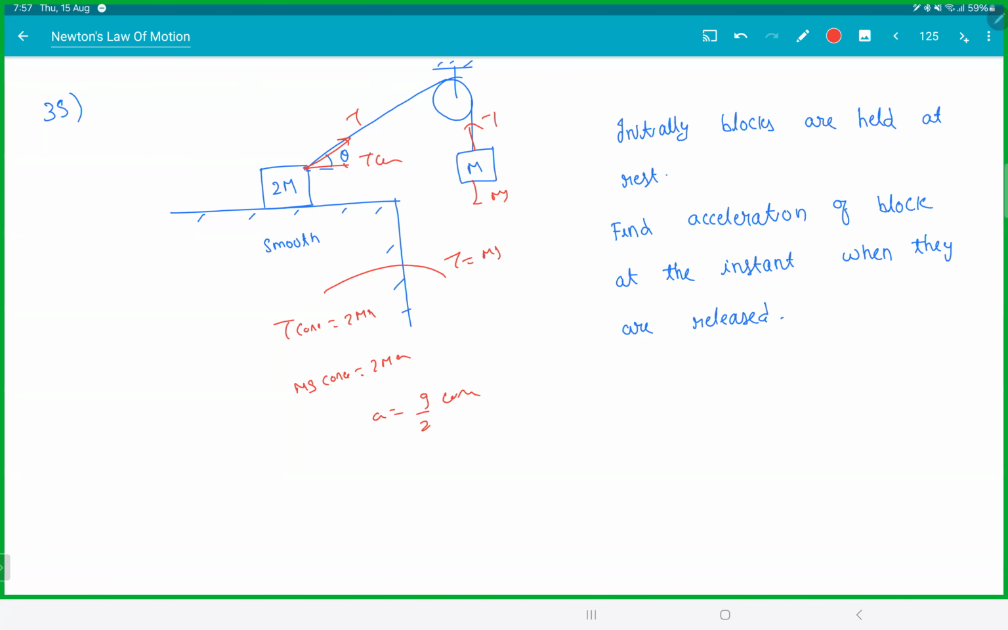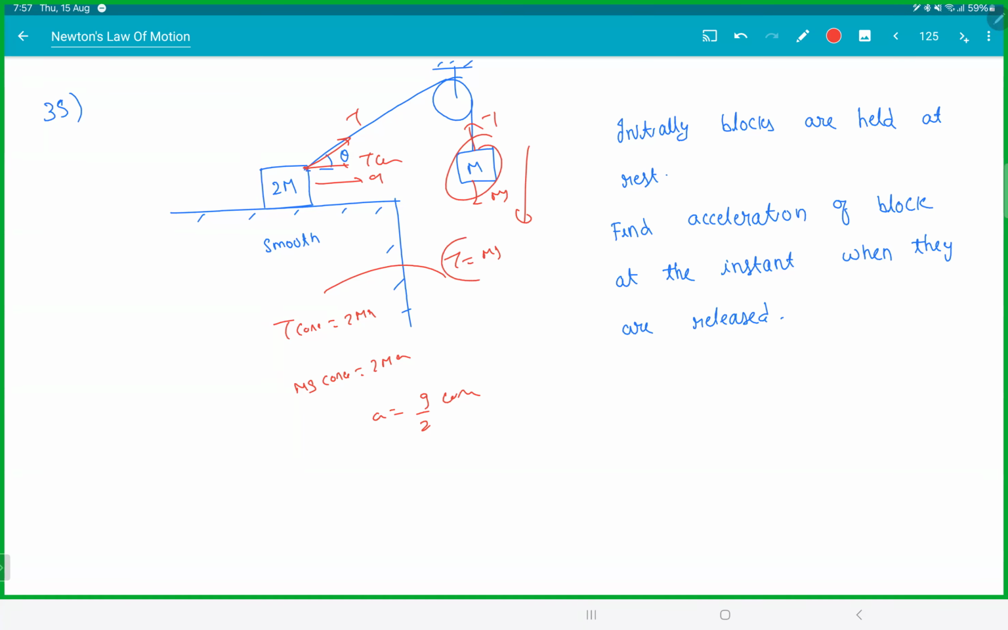This is a blunder. Anyone? Why is this a blunder? The string is moving with an acceleration of A, but the block 2m is not. No. What else? Why is this a blunder, anyone? If you say the block is going with acceleration, shouldn't this block also go down?